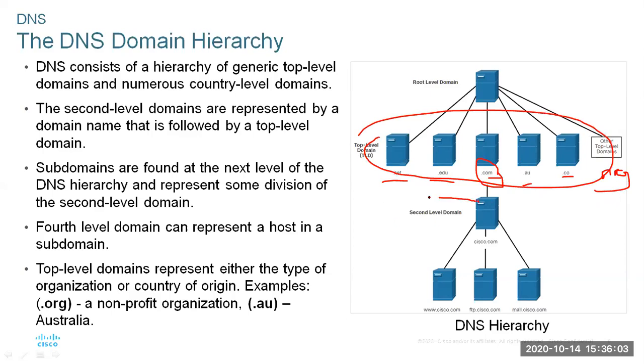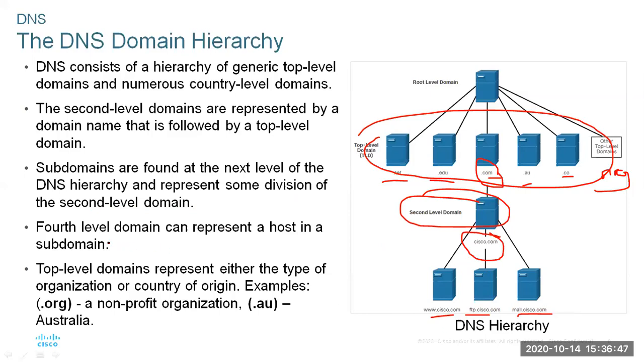Now we have what we call subdomains, or the second level domains. Subdomains are found at the next level of the hierarchy and represent some divisions of the second level domain. So for instance, ftp.cisco.com, mail.cisco.com, all these carry cisco.com. They are under the .com domain. So as for cisco.com, this is the domain name, and the subdomains that are given birth under it can be as many as possible.